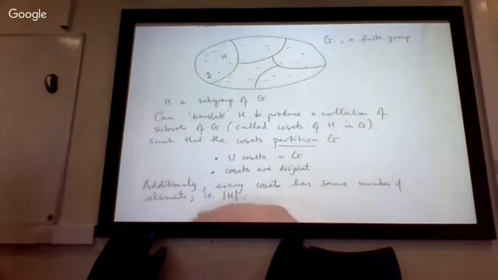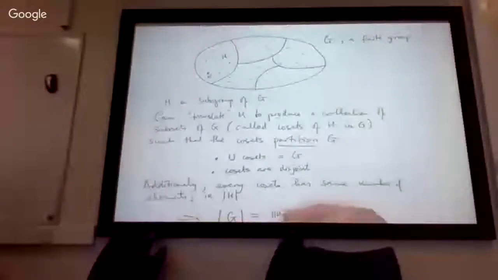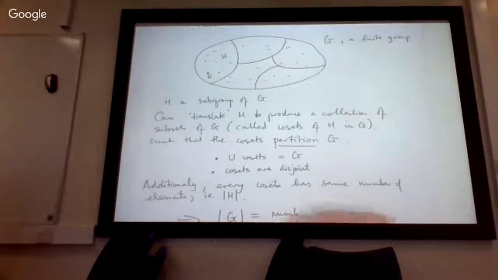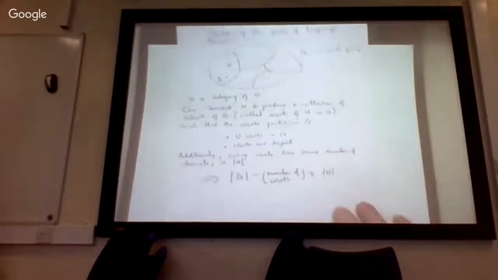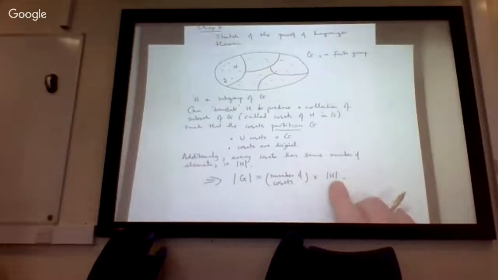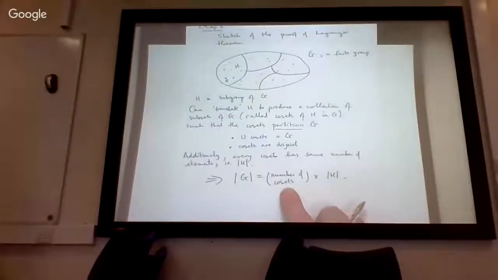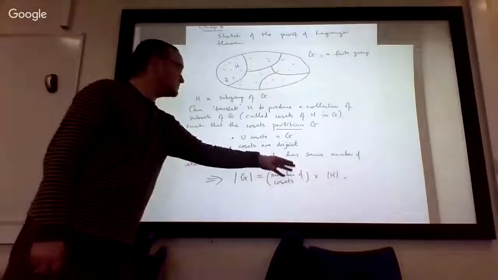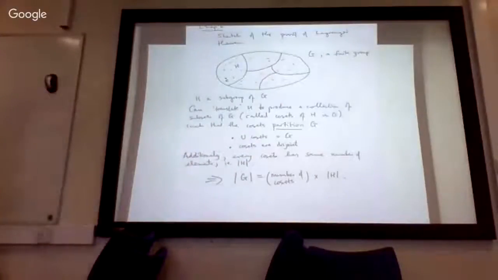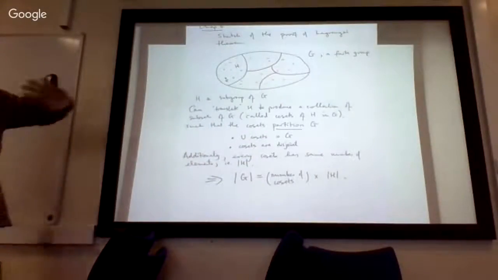Then, therefore, that's going to imply that the size of G is equal to the number of cosets times the size of H. Okay. So that proves that the size of H divides the size of G. The size of G is an integer multiple of the size of H. The number of cosets is a count of a number of things, so it's certainly an integer. And what's the size of H? The number of elements in it.